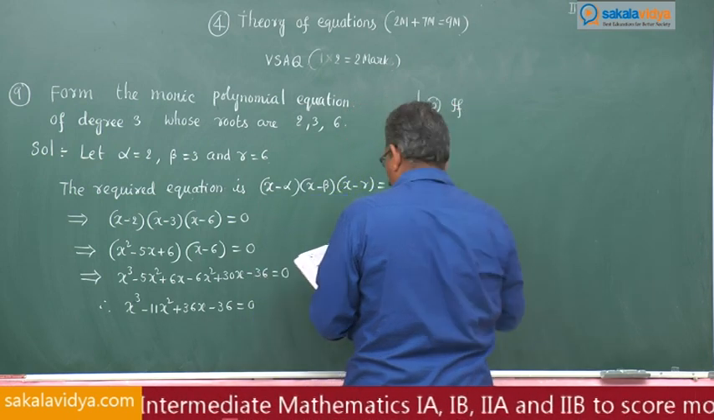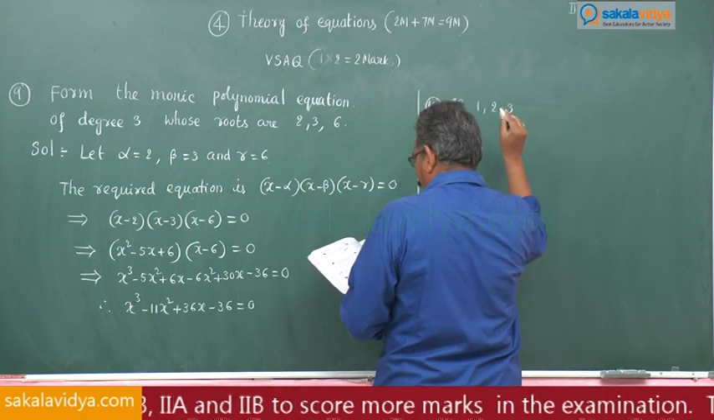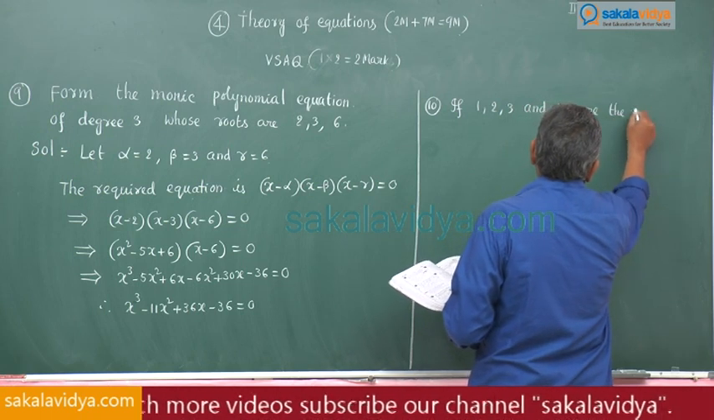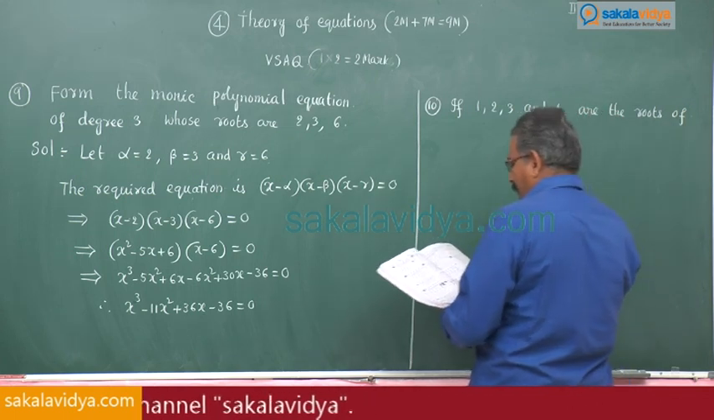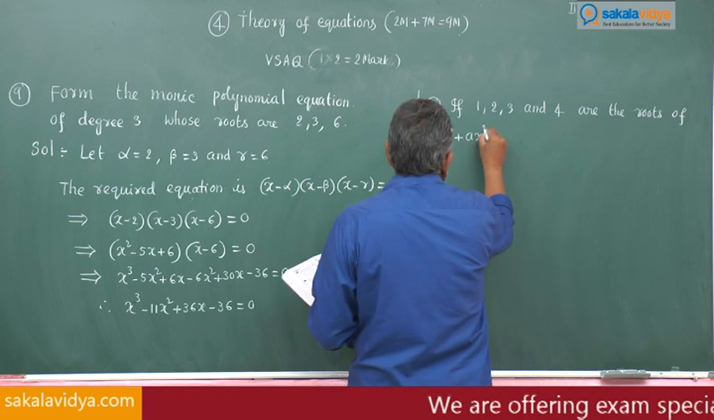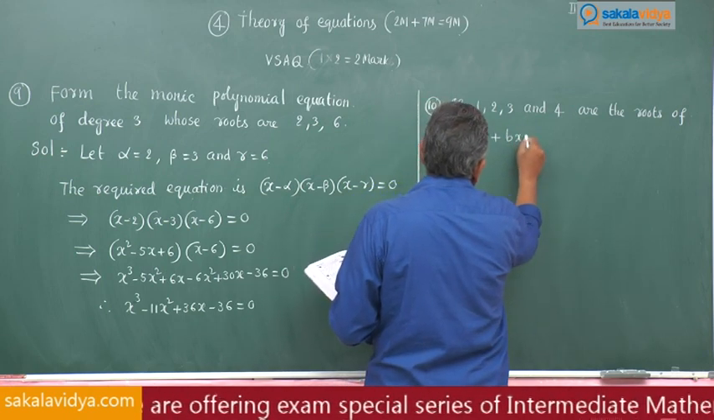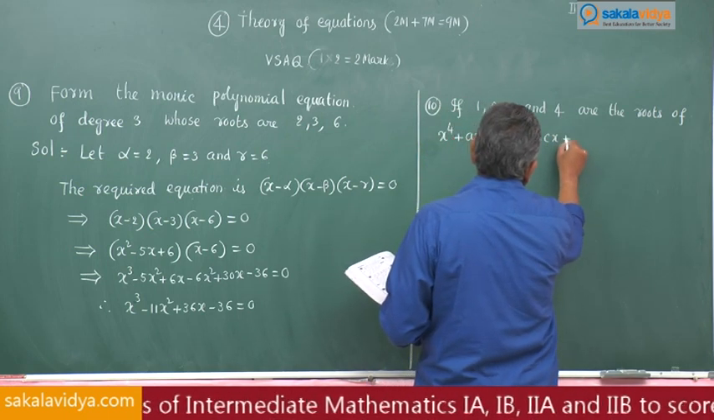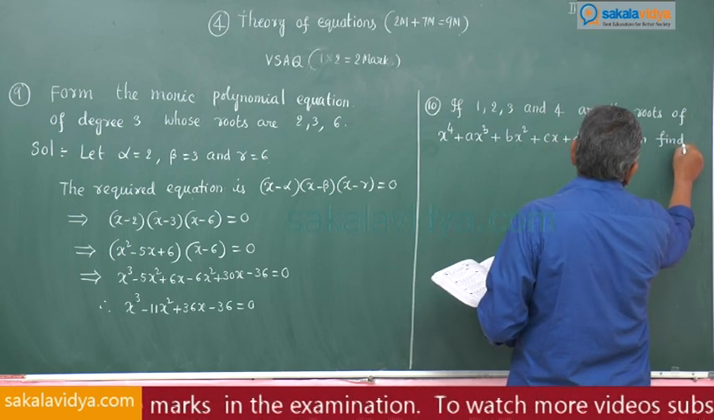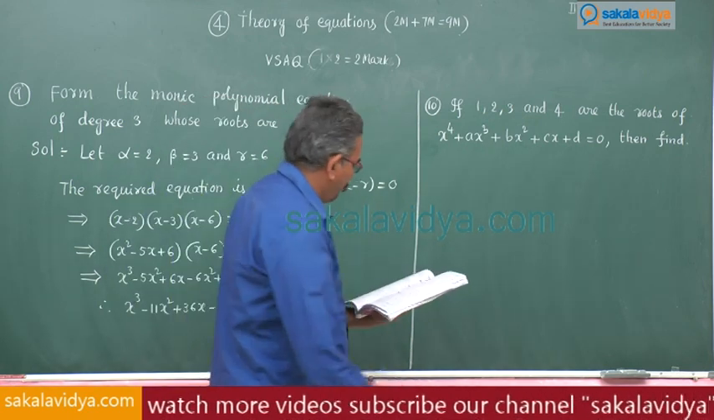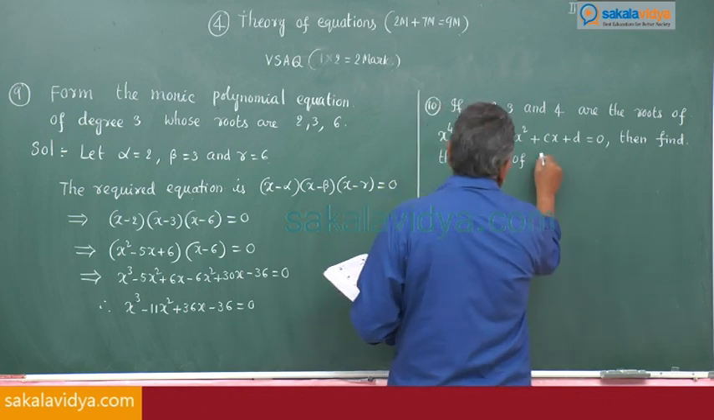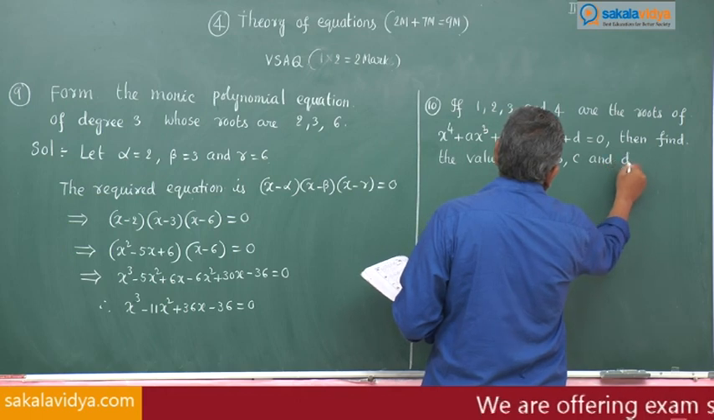If 1, 2, 3 and 4 are the roots of x to the power of 4 plus ax cube plus bx square plus cx plus d is equal to 0, then find the values of a, b, c and d.